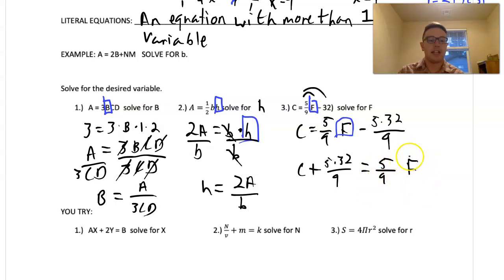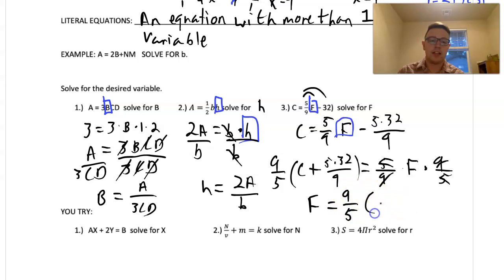Now how do we get f by itself? Well, we have something attached to it by multiplication. We need to get rid of this. How do we get rid of a fraction? We multiply by the reciprocal. So we're going to multiply by the reciprocal here. These would cancel out. And what would we be left with? We'd be left with f is equal to 9/5 times c plus whatever 5 times 32 is, divided by 9. And this would be our answer. So for a literal equation, all you're trying to do is get whatever variable they're asking about by itself.